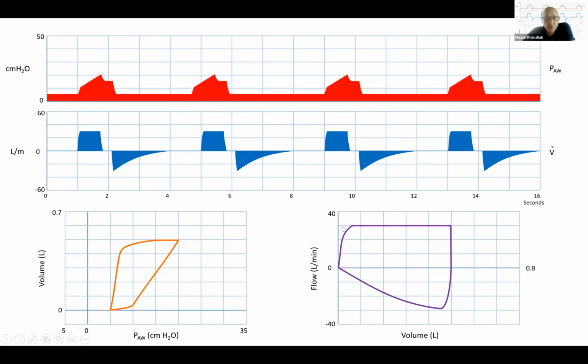You can see that the flow goes up to maximum flow and becomes constant, similar to this area here. This area here represents this area here, and then goes down to this point. And that means it's this point. We have zero flow. It means the graph holds here before it moves into expiration and goes this way here. So this is volume control.